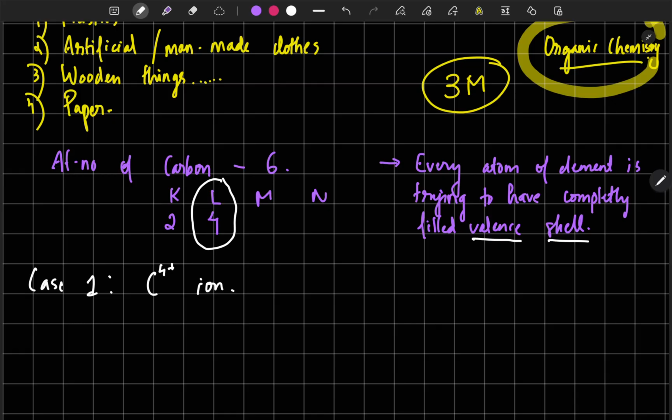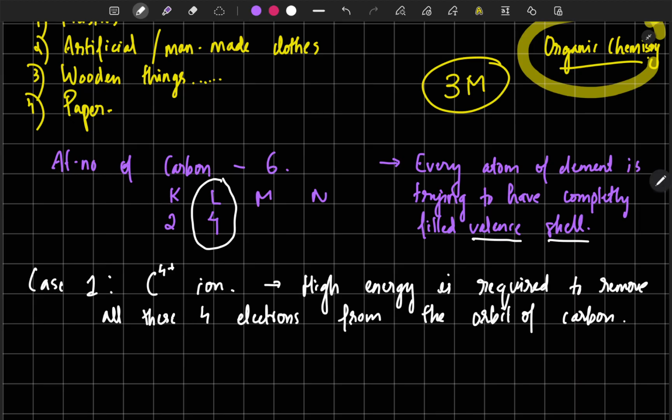But it is very difficult to lose these electrons. A high amount of energy is required to remove these 4 electrons from the orbitals of carbon. To remove even one electron, it will take a considerable amount of energy, and removing further electrons becomes more and more difficult. So carbon will not prefer to form this C4 plus ion.